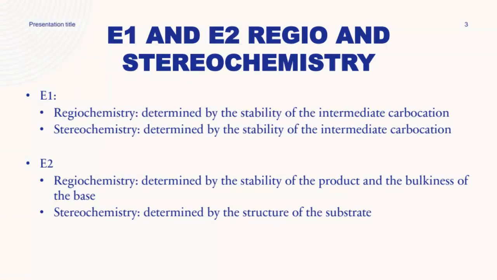For E1, the regiochemistry is determined by the intermediate carbocation, the stability of the carbocation. Same for stereochemistry. For E2, regiochemistry is determined by stability of the product and the bulkiness of the base. And stereochemistry is determined by the structure of the substrate. So keep that in mind. That will be very important on this test.